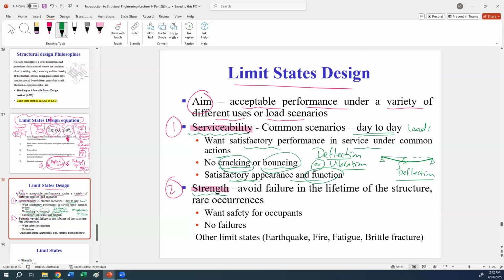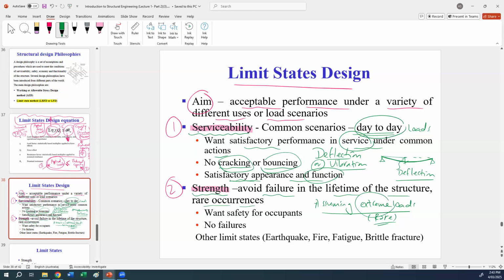For strength, we need to avoid failure in the lifetime of the structure in rare occurrences. In this criterion, we are assuming extreme loads, which occur only in rare cases. We try to expect that the building will fail, so we assume that we have extreme loads. So the difference between the two is that serviceability uses day-to-day loads, while strength uses extreme loads.